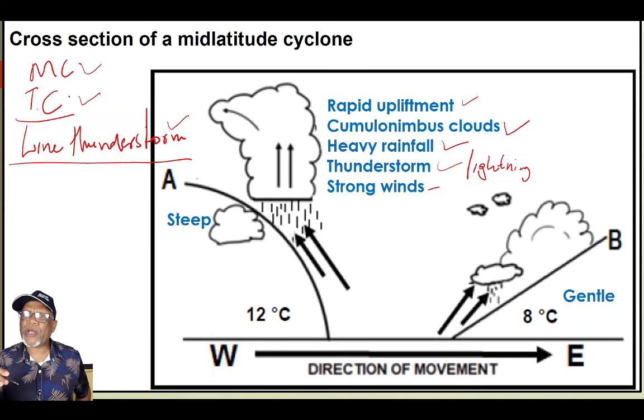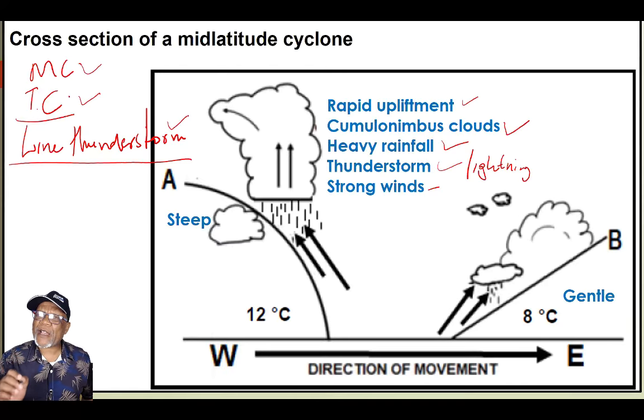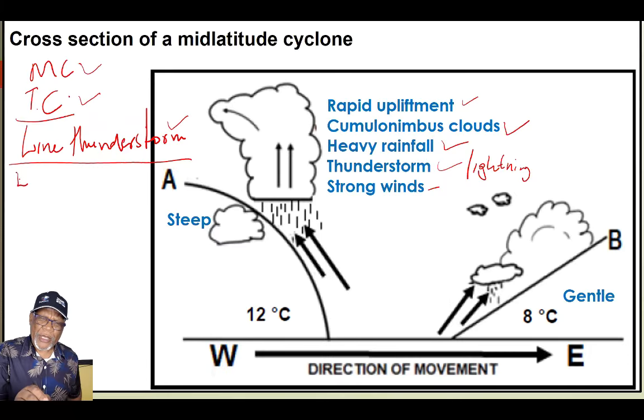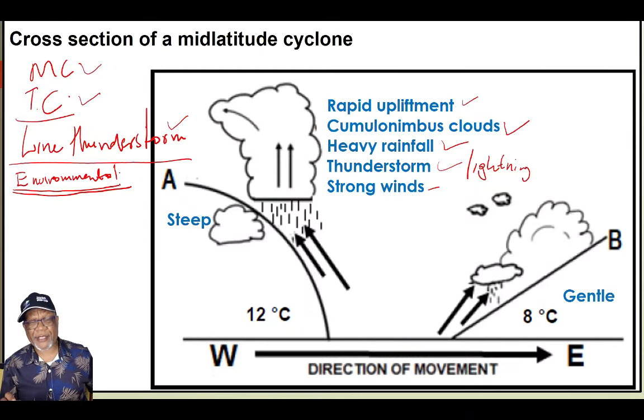So long as you have cumulonimbus clouds, the environmental impact will be the same. Let's look at the environment. When you're writing paper one, you must remember, when you're talking environmental impact, the examiners usually will emphasize and say, what are the impacts on the natural environment or physical environment? When you speak of natural environment or physical environment, we are only referring to natural things. We are not referring to what people have made.